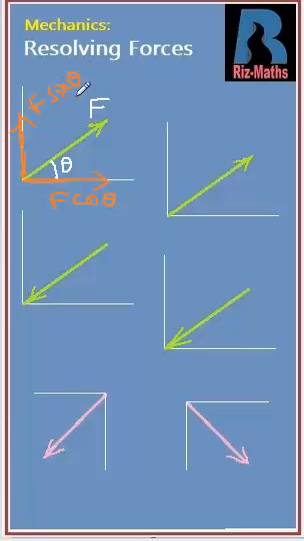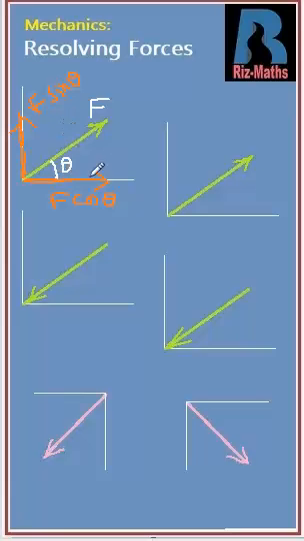because we know that cosine theta is adjacent over hypotenuse and sine theta is opposite over hypotenuse. So the component along the angle will be with cosine and the one opposite to the angle will be with sine.